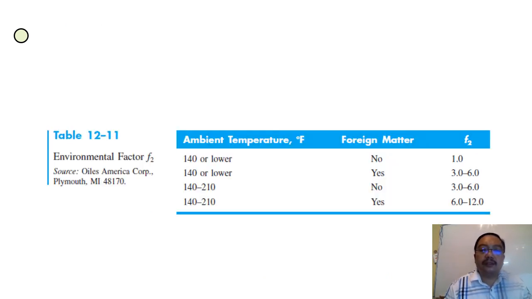So table 12.11 is the environmental factor F2: ambient temperature, foreign matter or no foreign matter. What is foreign matter? Foreign matter is like dust particles, sand, and everything. Then you check the temperature, whether it is ambient temperature or not, or the temperature is high. This is F1, F2 for it.